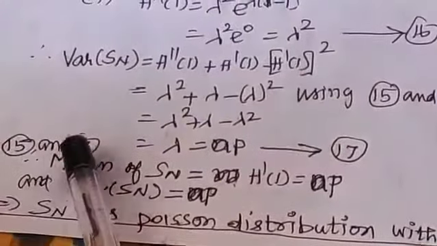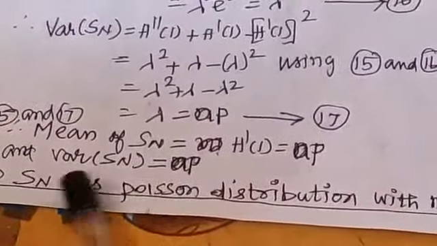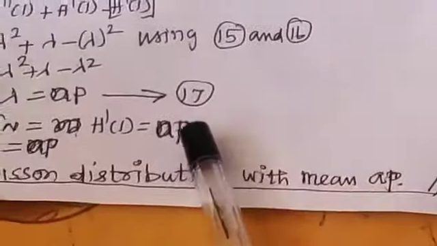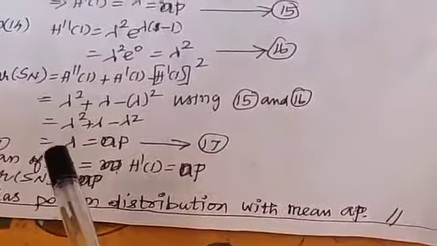Therefore from 15 and 17, the mean of Sn equals h dash of 1, which equals ap, and the variance of Sn equals ap. But actually h of s is the probability generating function of a Poisson random variable, where the mean and variance are also equal. Therefore Sn is a Poisson distribution with mean lambda, where lambda is ap. Up to this point we have seen the probability generating function of Sn and its application. So this part is over. Okay, we will meet in the next video.